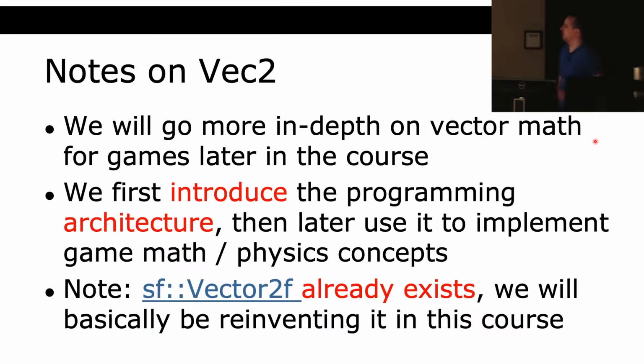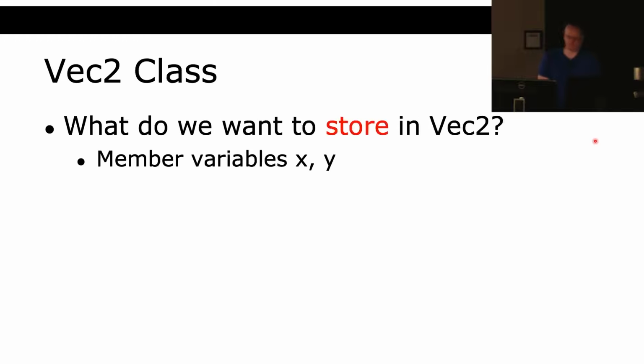And just as a quick note, SFML comes with its own vec2 class, right? So in reality, you may not want to create your own vec2 class, but I want us to make our own custom vec2 class so we can look at the C++ implementation details of it, things like operator overloading, chaining, stuff like this, so we can actually see how it's done rather than just telling you, hey, this already exists, let's just use it. We're going to be kind of reinventing that class for this course.